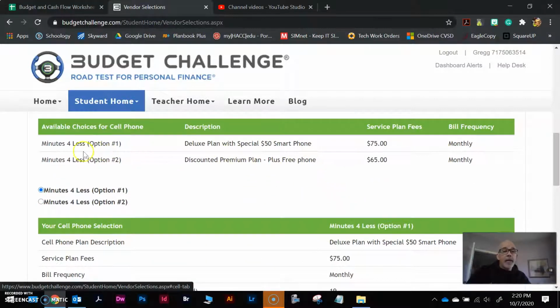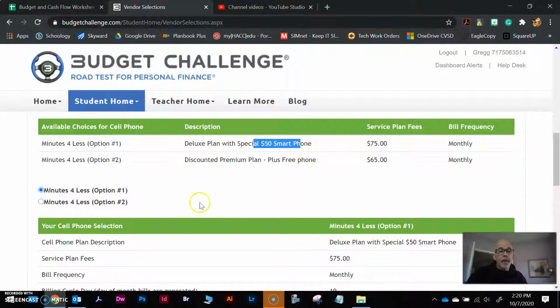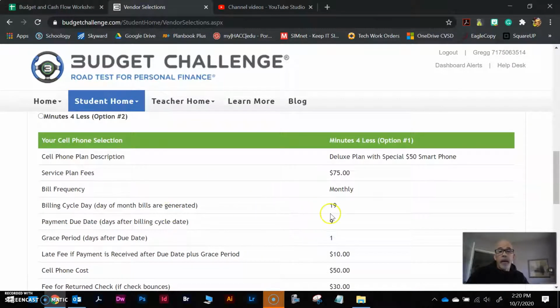And I picked option number 1, where I get a monthly fee of $75 for my plan, but I pay $50 for the first month because it tells me up here. If you chose option number 2, you simply pay the $65 and you don't have to worry about that. So it's going to come out on the 19th of October. I've got 9 days to pay this. Again, I don't want to plot this on the 19th. I want to plot it on the date that it's going to be due.